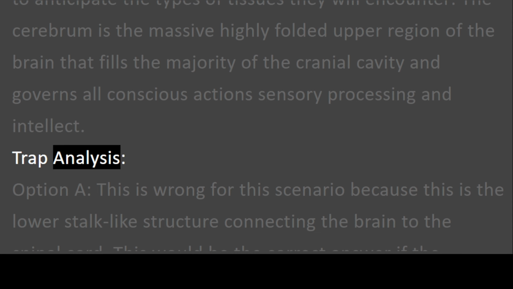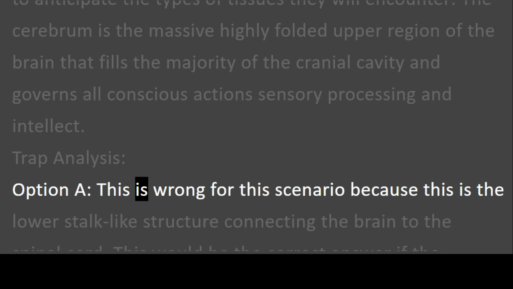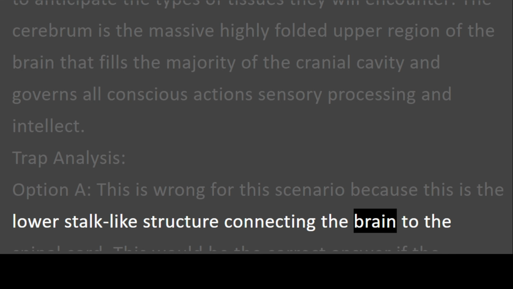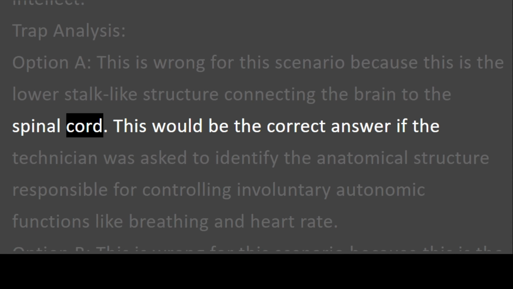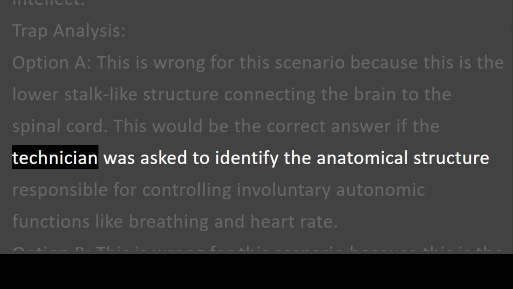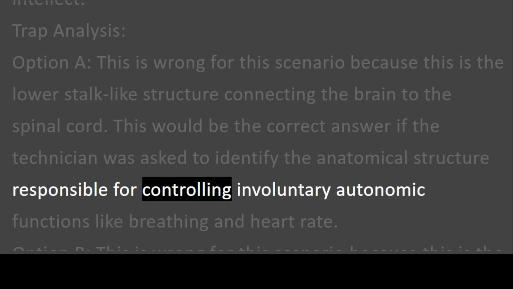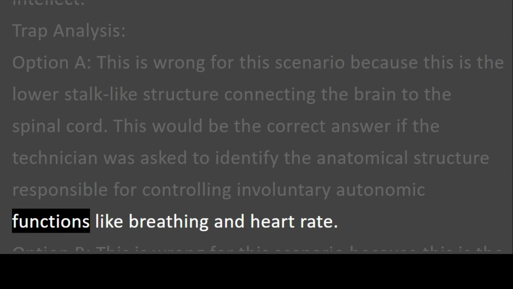Trap analysis. Option A. This is wrong for this scenario because this is the lower stalk-like structure connecting the brain to the spinal cord. This would be the correct answer if the technician was asked to identify the anatomical structure responsible for controlling involuntary autonomic functions like breathing and heart rate.